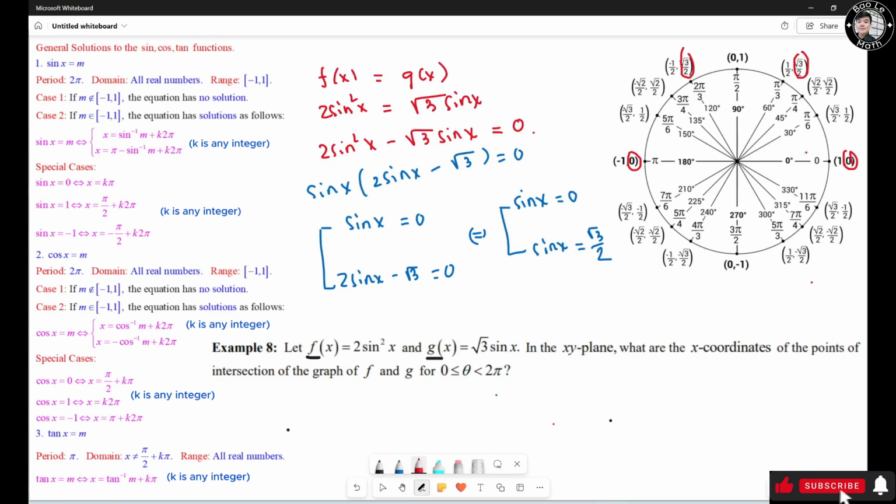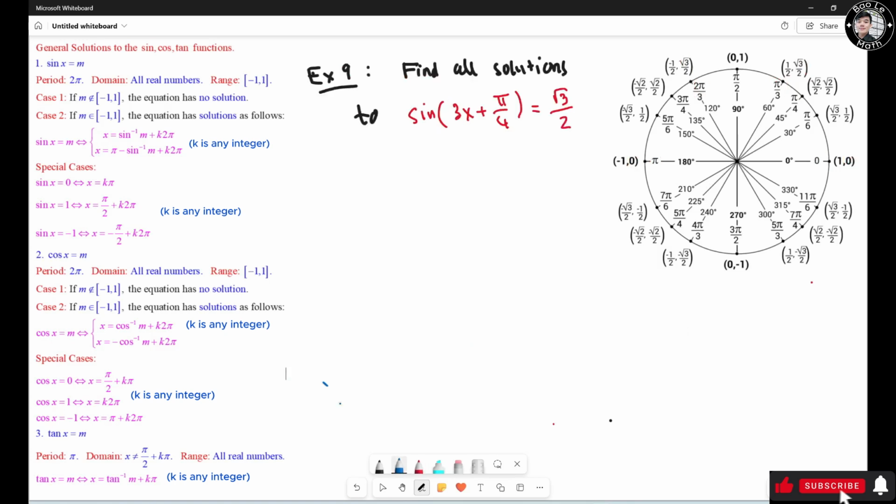So the measure angle should be 0, pi over 3, 2 pi over 3, and pi, right? So s equals all of these are inside the domain right here, right? Now let's look at example number 9. Find all solutions to the equation sine of 3s plus pi over 4 equals root 3 over 2.